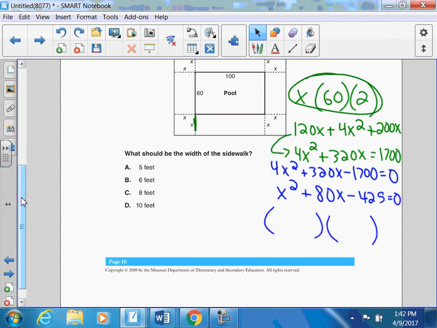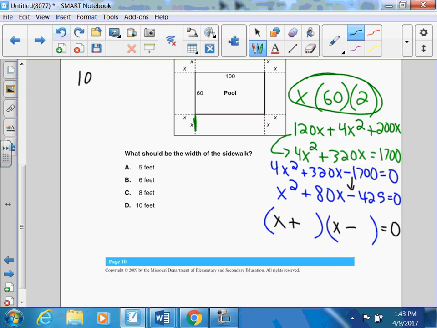I believe this is factorable. This negative right here tells me the signs are going to be different. Because we have 1x squared here, just an x squared, that means I can put an x here and an x here and set all this equal to 0. And now we need two numbers that multiply to give us 425. And since the signs are different, they're going to have a difference of 80. So what about 120? They have a difference of 80.